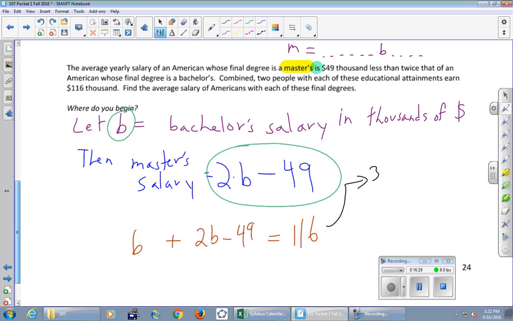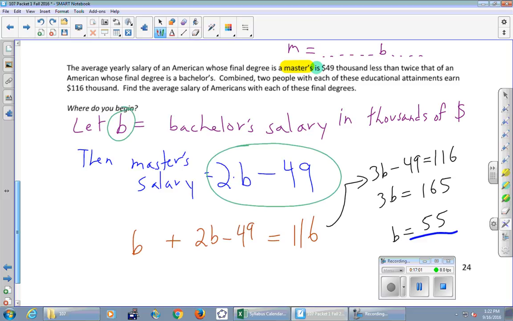Add the b's together, so we go 3b minus 49 is 116. Add the 49, what do we get here? 165, is that all right? Okay, so b is 55.